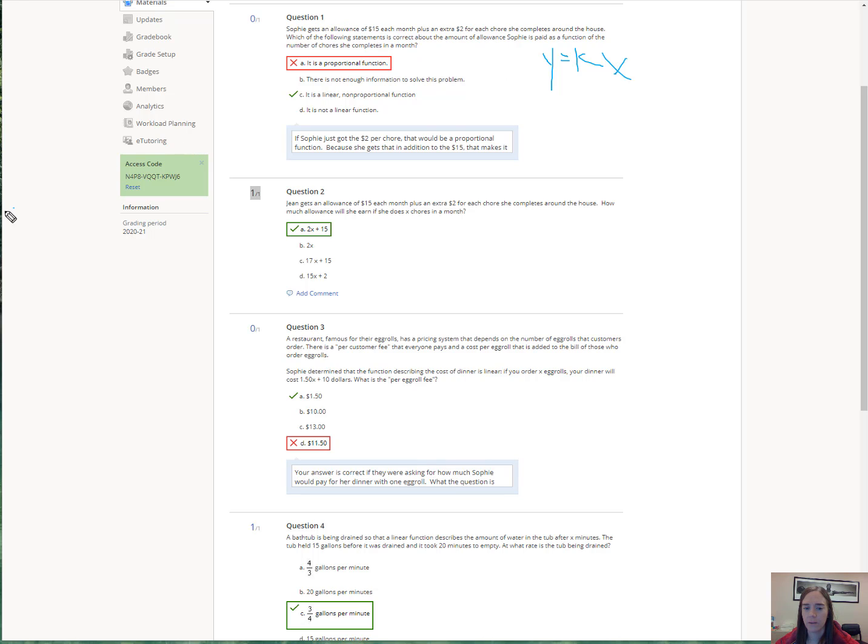For this, you would have, because this is how much she completes in 1 month, so she starts with $15 for that month, and then to add to that $15, she gets $2 for every chore. So she gets $2 times each chore, which we could say C or X. Because it is not just a number with the X, it's not proportional. So it is linear, okay, so it would make a straight line, but it's not proportional. So that's why the answer is C.